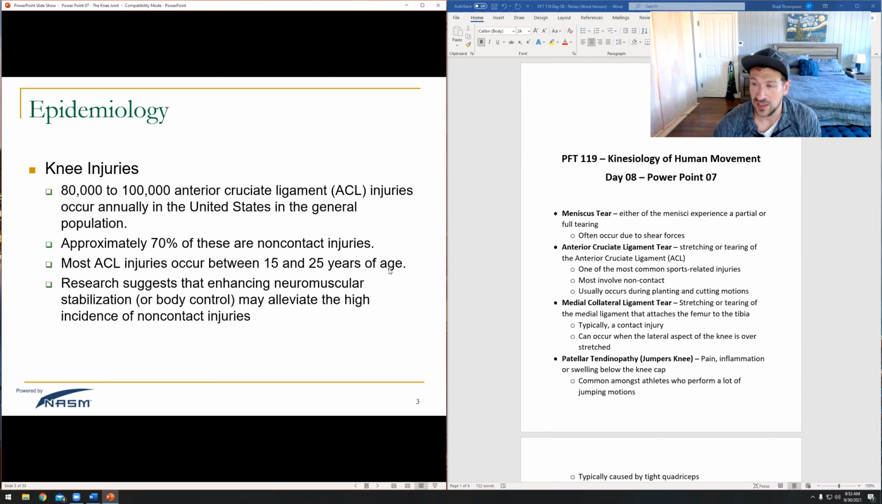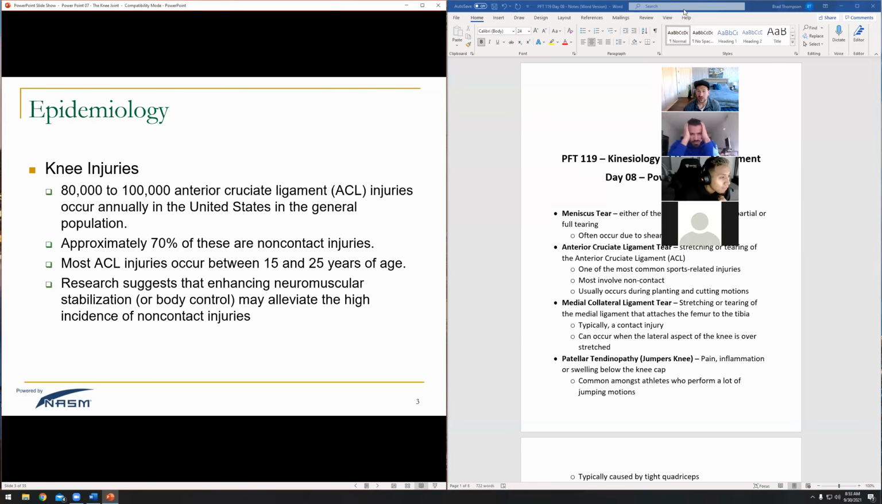But there's been some research, and the good news of all this is that it suggests that enhancing your neuromuscular stabilization, so practicing for balance, doing single leg exercises and things like that, may reduce the incidence of really all non-contact injuries, but certainly ACL tears. And so, when we do all that balancing and stabilization work in NASM's first phase of training, it has been shown to set us up with a really strong foundation for how to move and prevent these injuries.